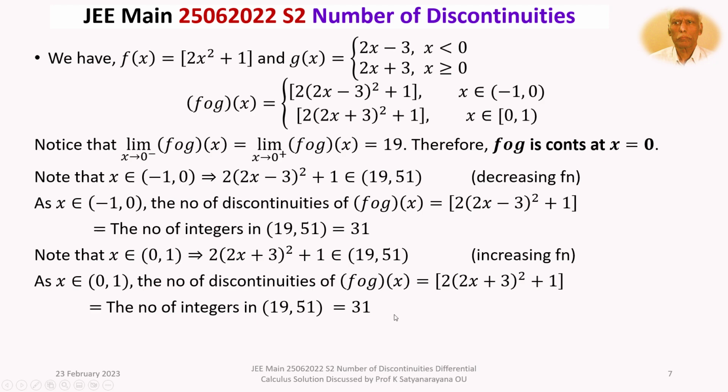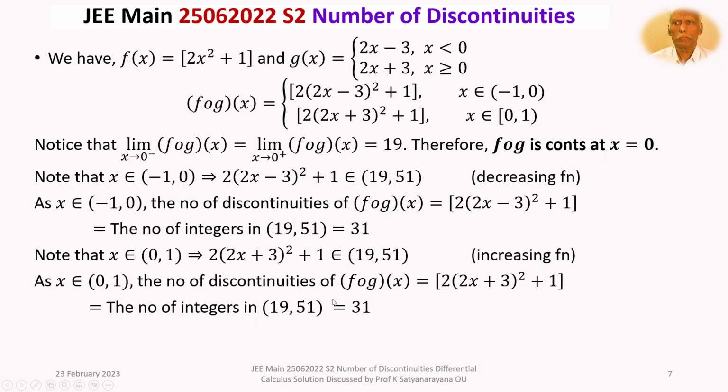They are 31 in number. So you have to count from 20 onwards: 20, 21, 22, 23, 24, 25 up to 50. They are 31. And 51 you are not supposed to count. 19 you are not supposed to count because at x equal to 0 it is continuous.